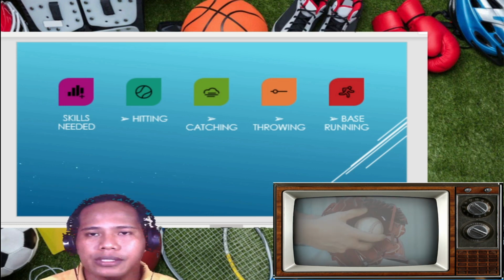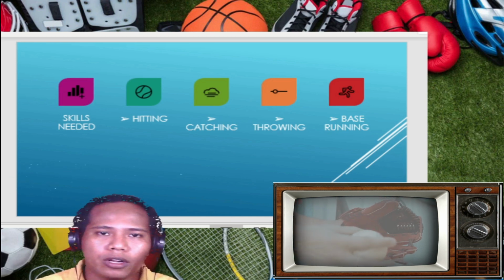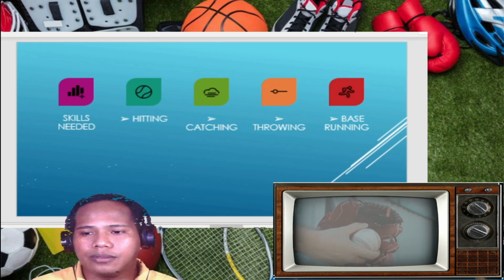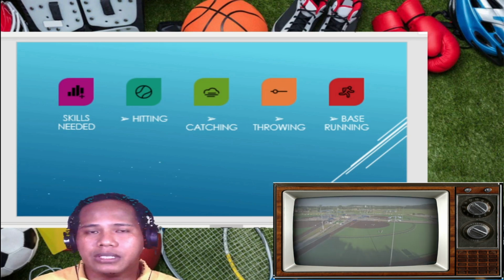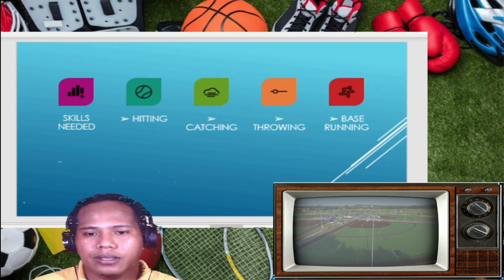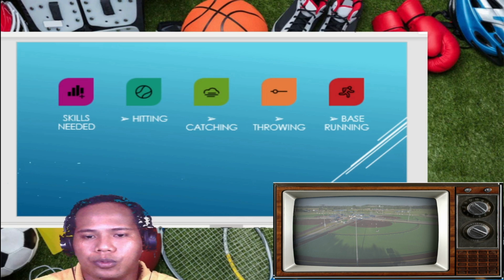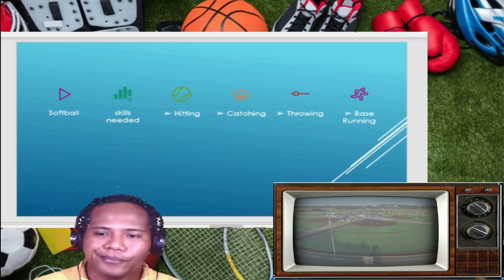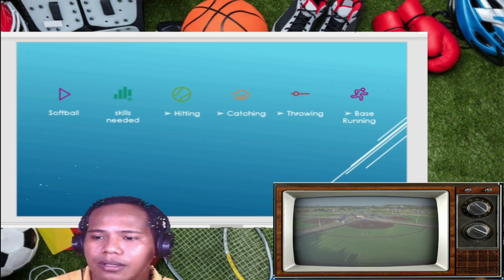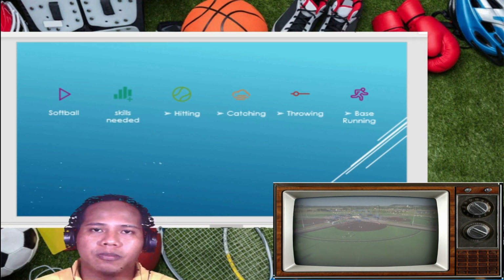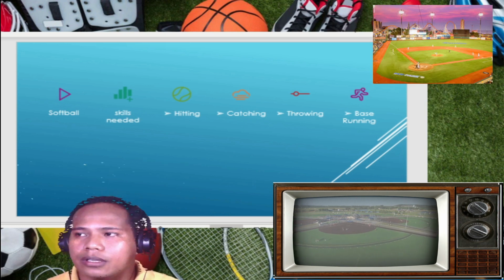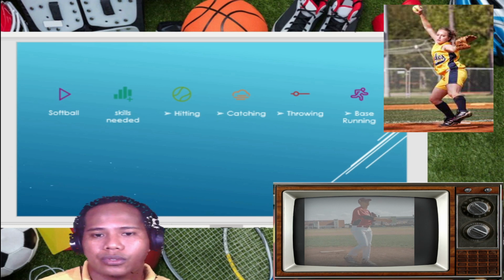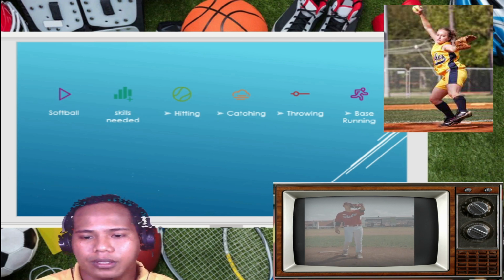So these are the following skills needed in playing baseball and softball. We have hitting, catching, throwing, and of course, base running. These are the basic skills you need to have, or you need to perfect in softball. The skills needed are also hitting, catching, throwing, and base running. The only difference between baseball and softball is the pitching and the size of the field that they are going to use, or play on.